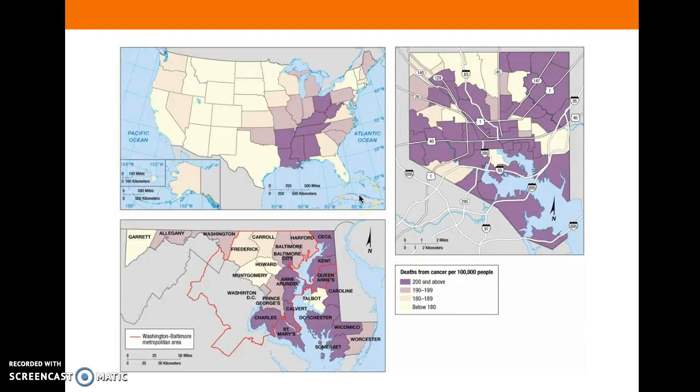Your book finishes with this case study about rates of cancer in the United States. If you look at the small scale, the whole nation, you can see that the eastern half of our country has higher rates of cancer than the western part. The textbook makes a leap for you and tells you that the eastern part of our country is more industrialized, there are more factories. So in this case, they're linking these higher rates of cancer to industrial causes or factories.